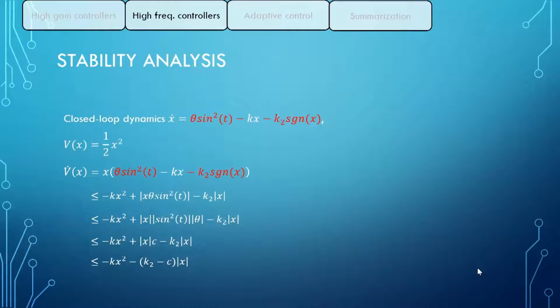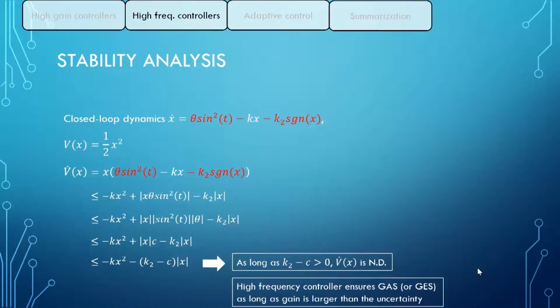Now what you need to do is choose K2 large enough to dominate C, and this guy will always be positive, and this is always positive. So this second term will always be negative. So it's ND, and that's why this high frequency control can obtain asymptotic stability.